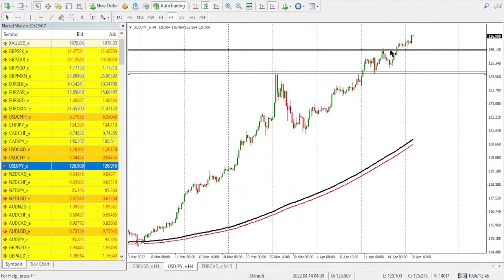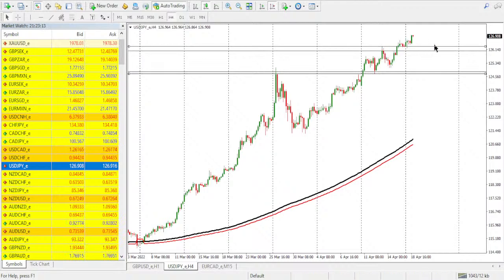We may stretch this zone a bit so that it touches this high and also the close of this candle here. So if the price comes and touches anywhere in between these two lines, then this will be the best place to look for a buy from.